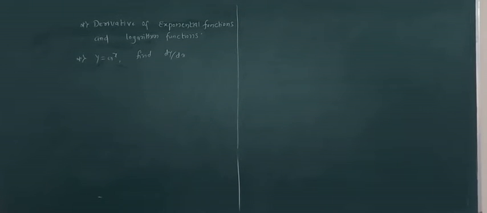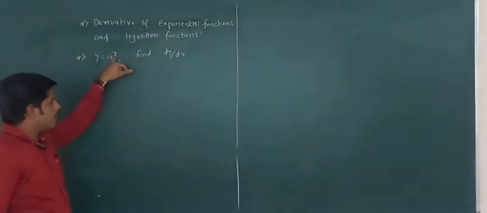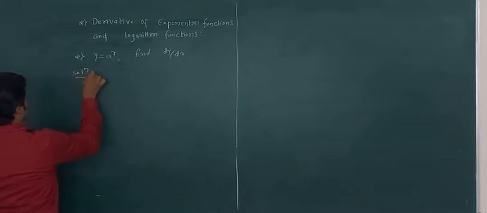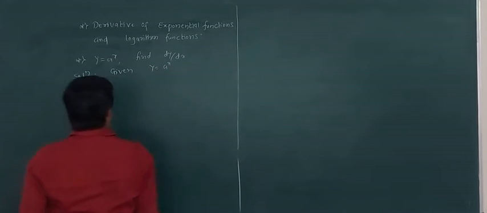So consider next example. If y equals a to the power x, then find dy by dx. Here a is a constant, the base is a constant, and x is a variable. Again by the same procedure only. Here given is y equals a to the power x.